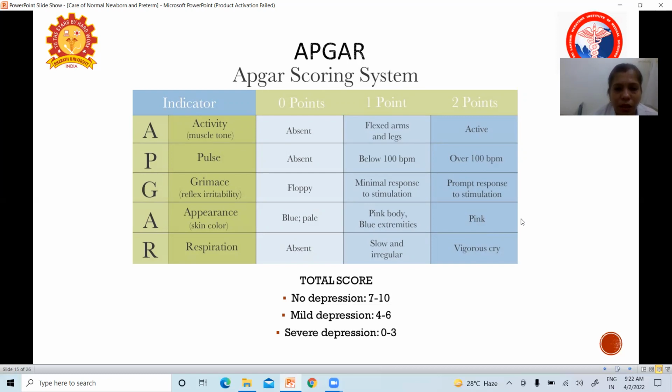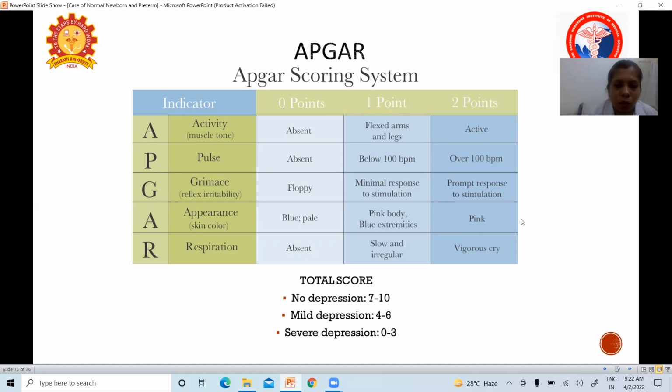Then appearance or the skin color. If the baby is completely cyanosed or pale, 0 score. If the baby's body is pink but the extremities have acrocyanosis, 1. And if the baby's hands and feet are also pink, the baby is completely pink, 2 score will be given. Respiration wise, if there is no effort, 0. If there is some effort, but it is slow and irregular, apnea, gasping, 1 point. And if the baby is vigorously crying, there will be 2 points.